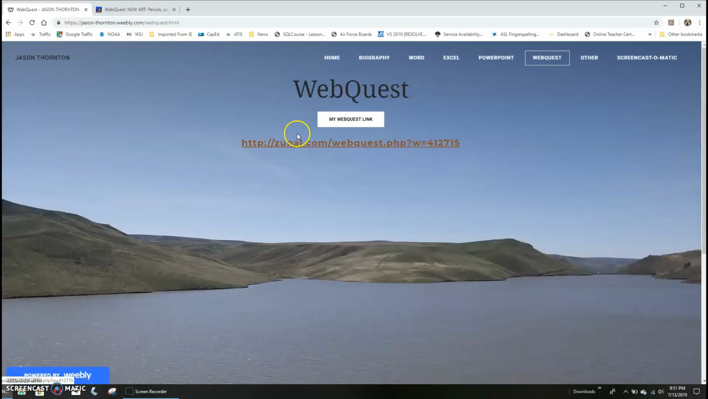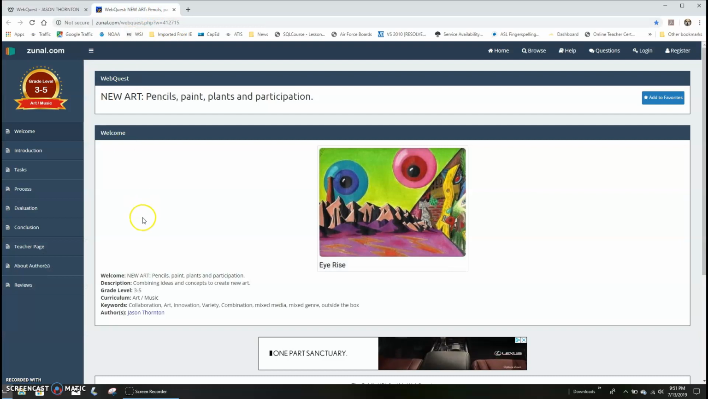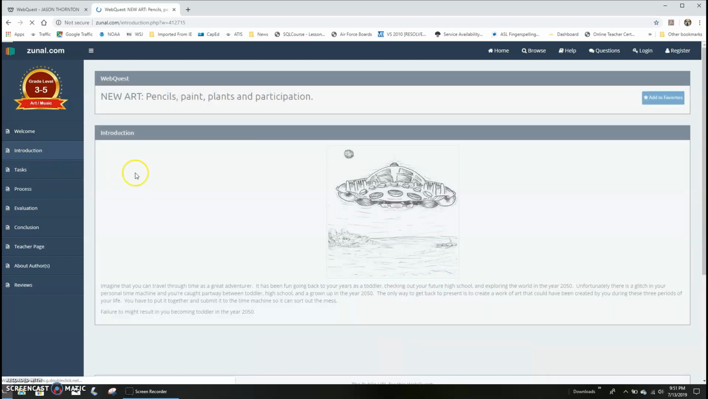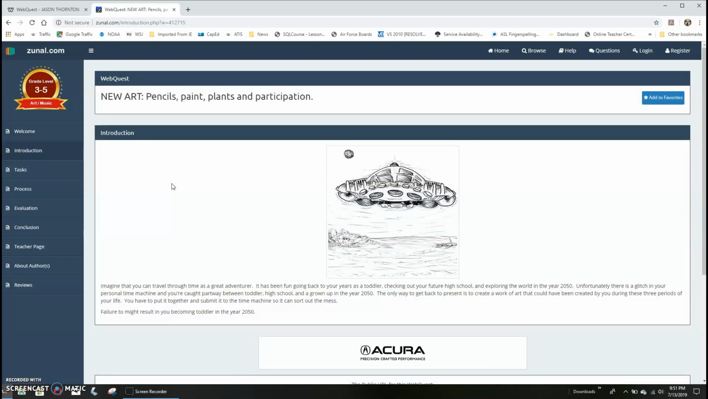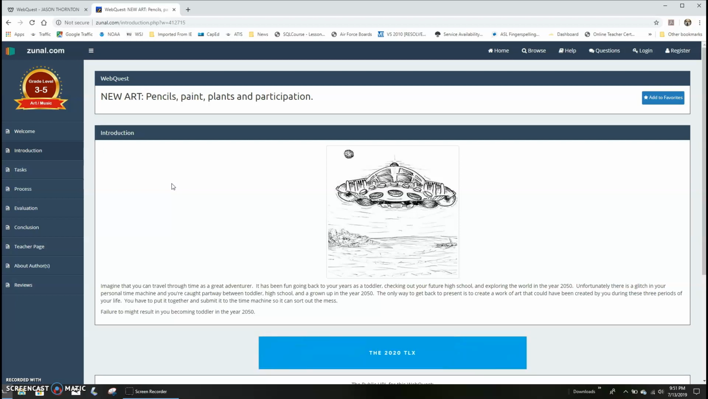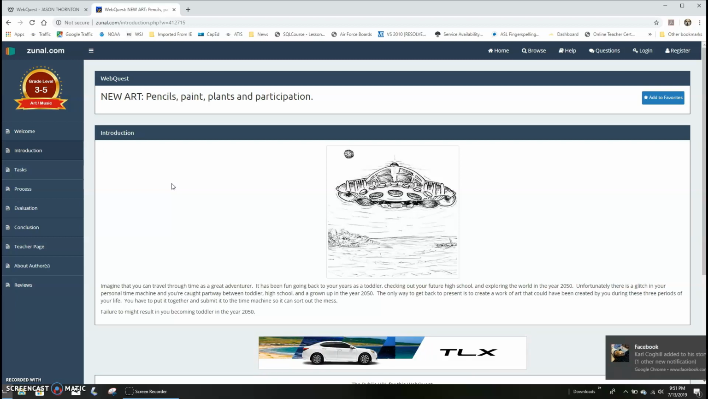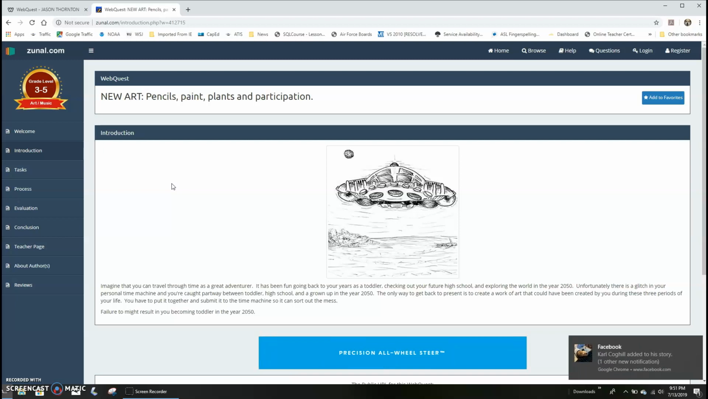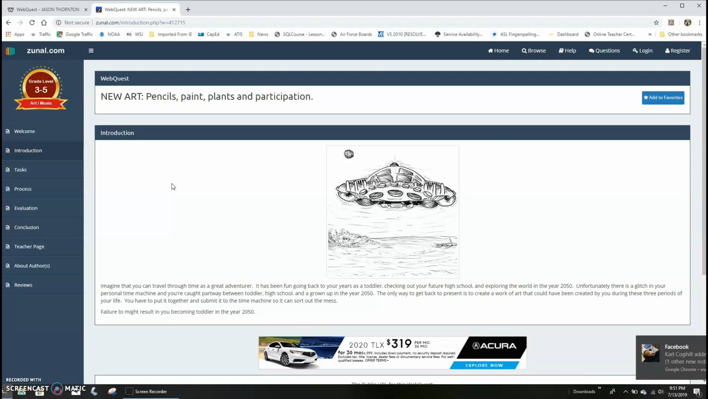All right, so the WebQuest, I've got a button and a link to go to the site. My project was combining ideas and concepts to create new art. To make it interesting for the kids, I wanted them to pretend they were time travelers. There were 3 periods in time that they went to: when they were a toddler, a high school kid, and as an adult. Their time machine broke, so to get back to the regular time, they have to create a project with those 3 periods and then combine it into one piece for their time machine to send it back to the right time. So just to make it interesting and fun.